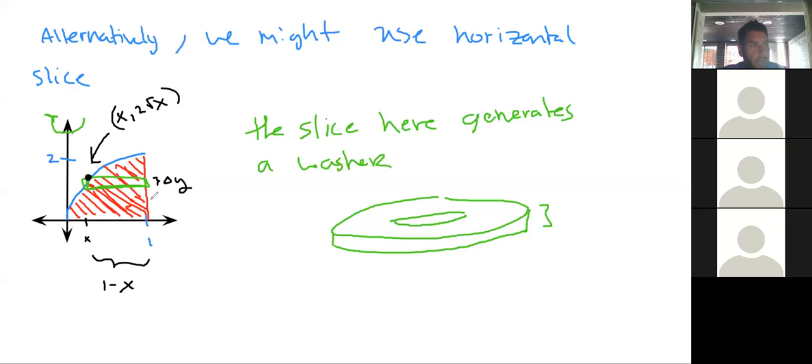So let's put that over here on our little washer. If we make the same sort of picture, this is my delta y. The radius of this washer is 1 minus x, or like the distance from here to here. More generally, that tells us that this distance from here to here is x. So what is the geometry? What is the volume of this guy?